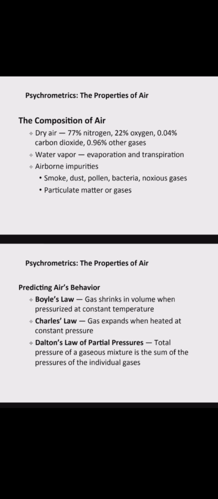The composition of air. Dry air: 77% nitrogen, 22% oxygen, 0.04% carbon dioxide, 0.96% other gases. Water vapor: evaporation and transpiration. Airborne impurities: smoke, dust, pollen, bacteria, noxious gases, particulate matter or gases.